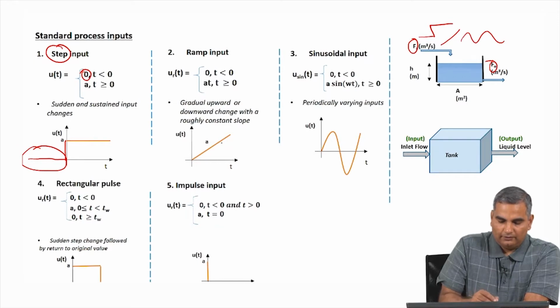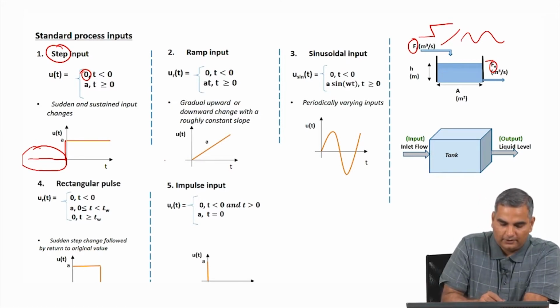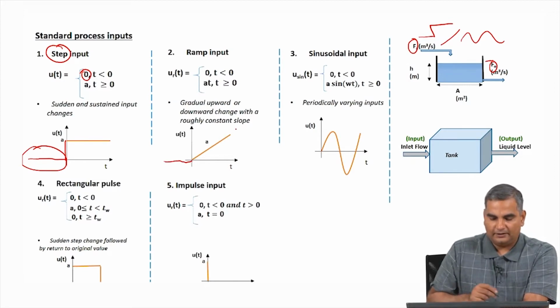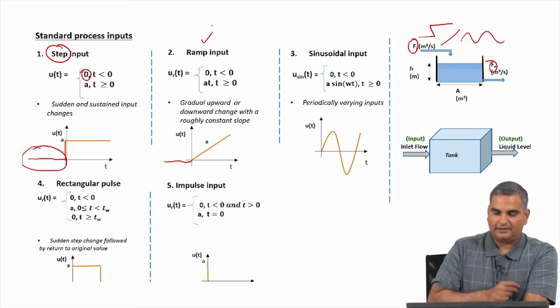Now, ramp is of this form: u is 0 for t less than 0 and u is a times t for t greater than or equal to 0. So, basically I have something like this straight and then it ramps up from here, and the slope is given by a. So, this is a ramp input, this is another standard input.